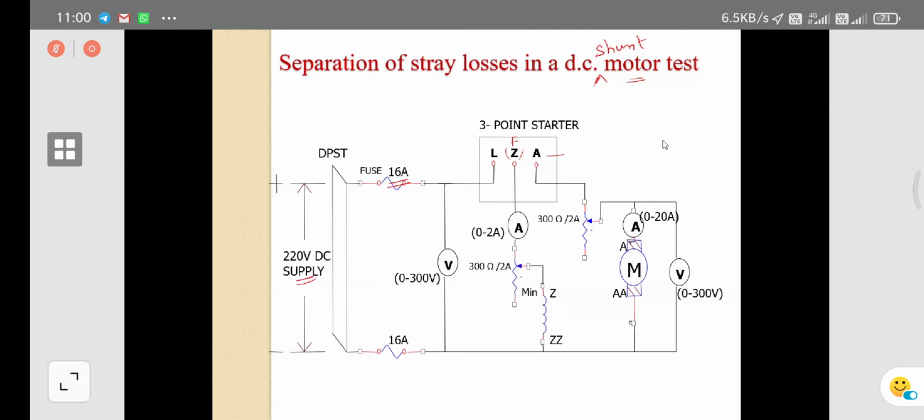So this is the last concept of your third unit. Please be patient. The suppression of stray losses is the last concept of this third unit.